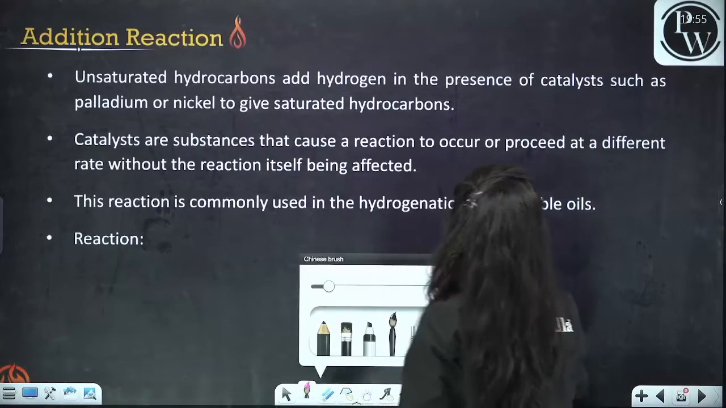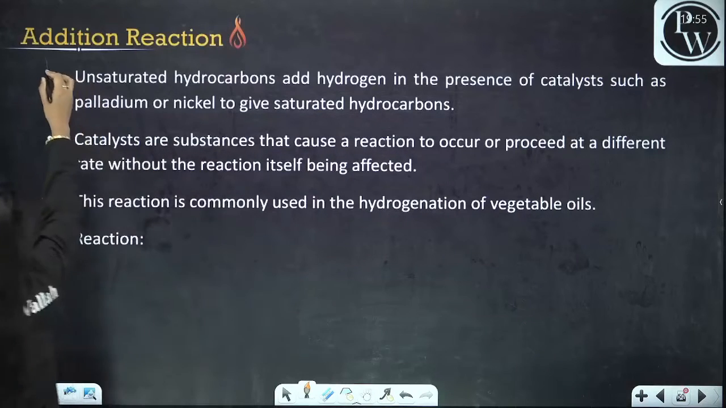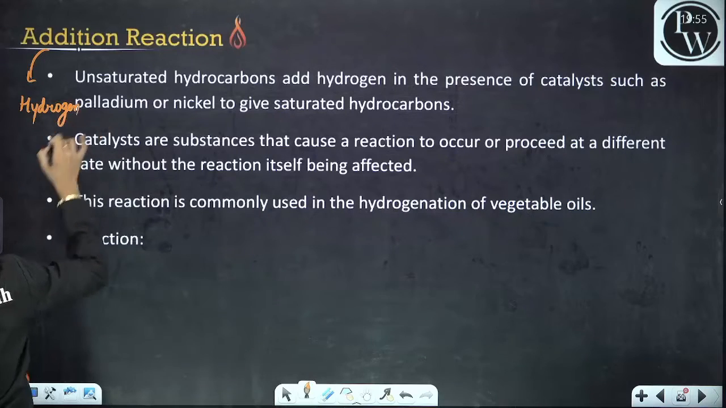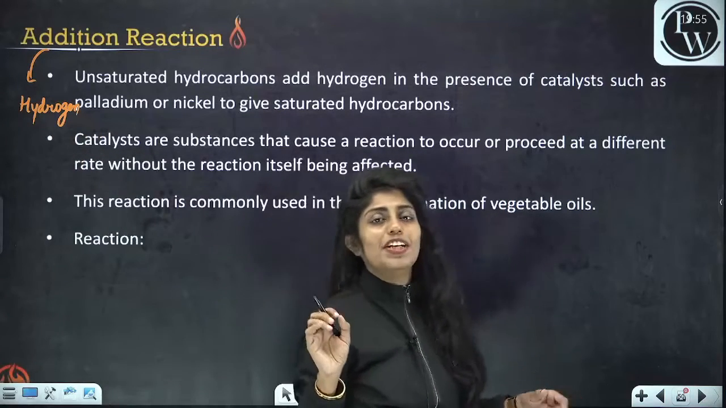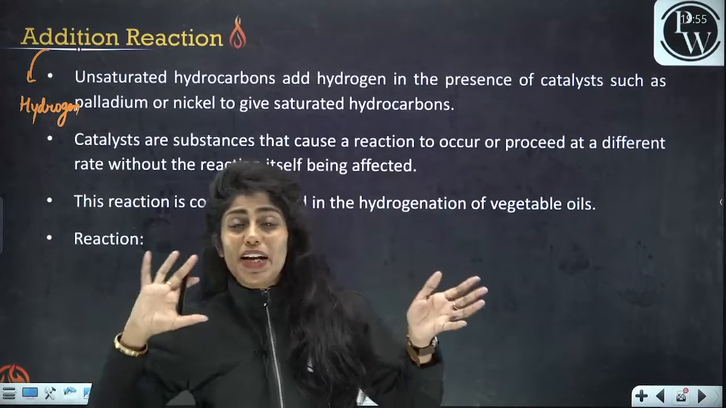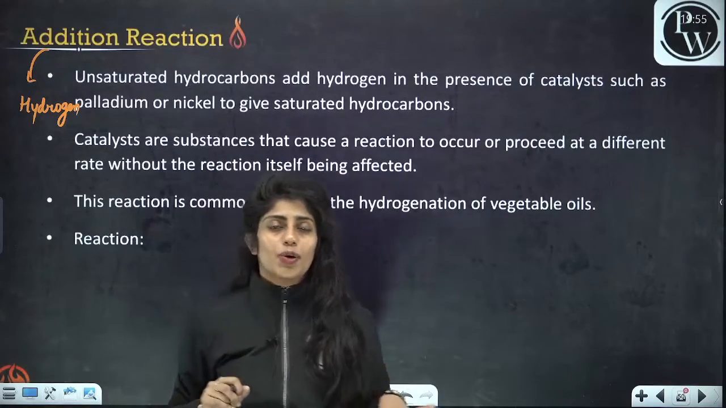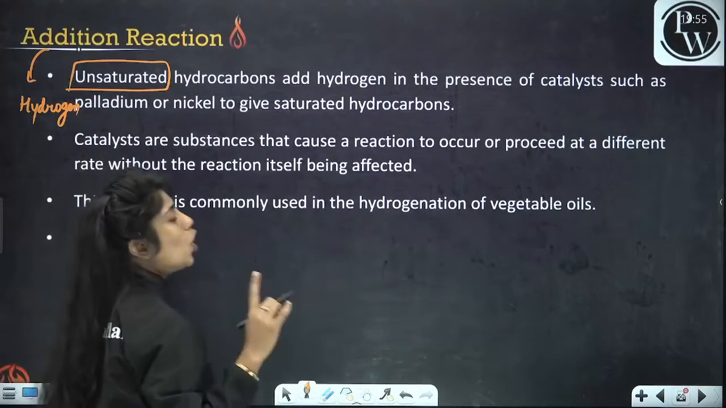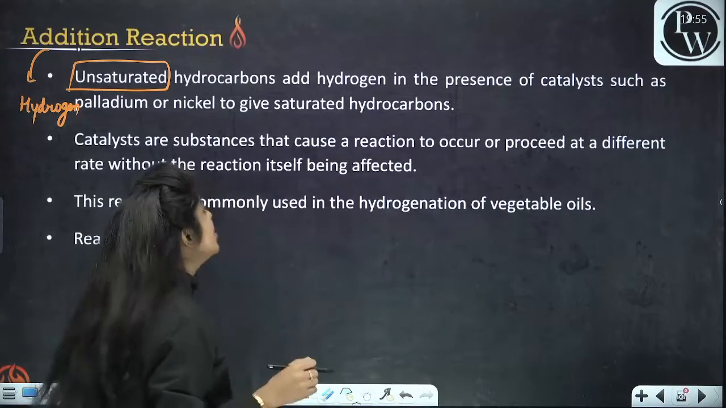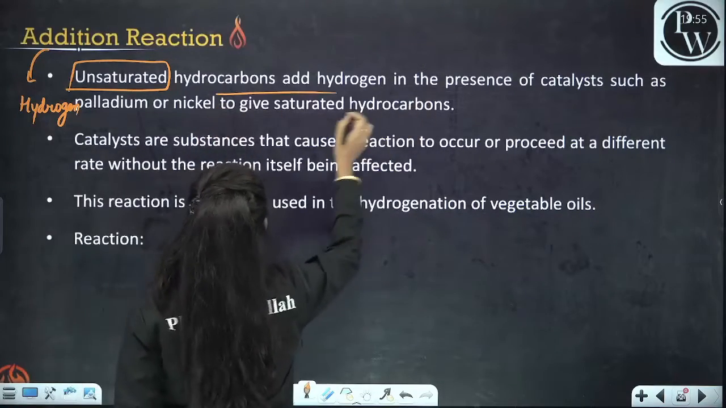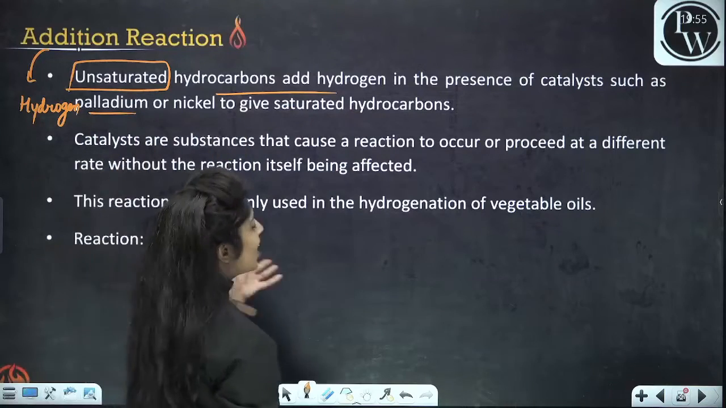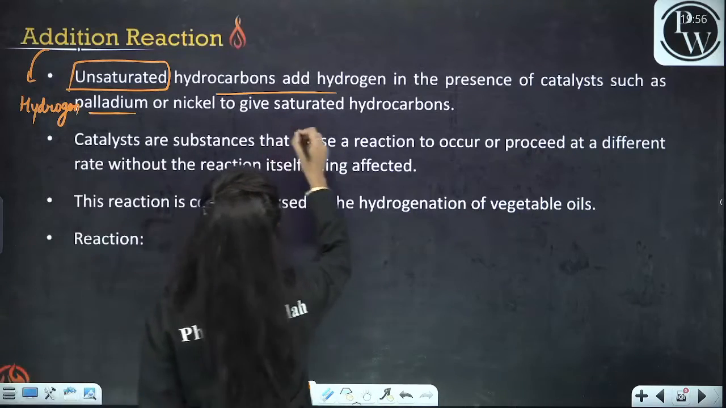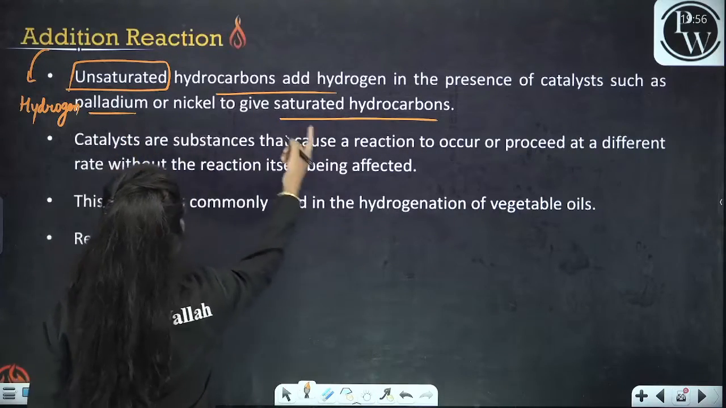Now we have the addition reaction. As the name suggests, we are going to add something. What something? Only hydrogen. We can add only hydrogen because carbon has greater affinity for hydrogen. Carbon has a best friend relationship with hydrogen. Okay, so unsaturated hydrocarbons, unsaturated means doubly or triple bonded compounds, alkenes and alkynes, add hydrogen in the presence of a catalyst such as palladium, any metal like palladium, nickel, platinum, to give saturated hydrocarbon, unsaturated to saturated.